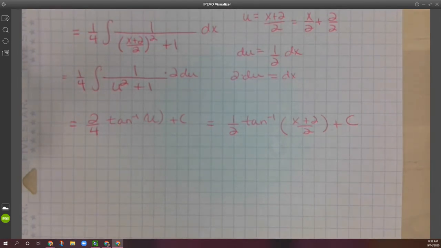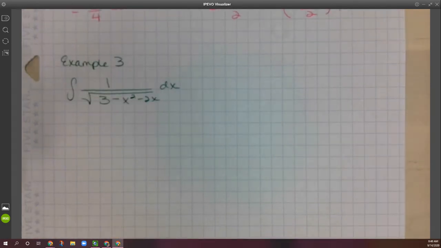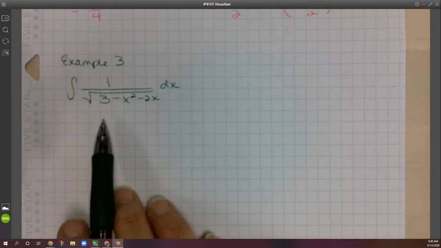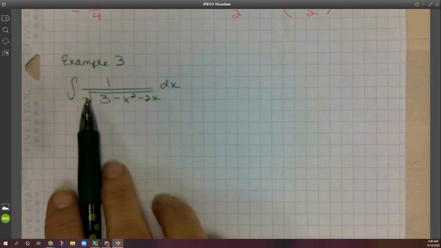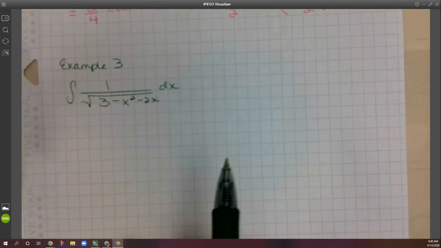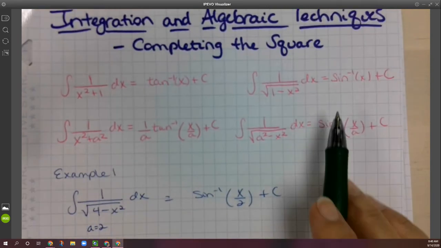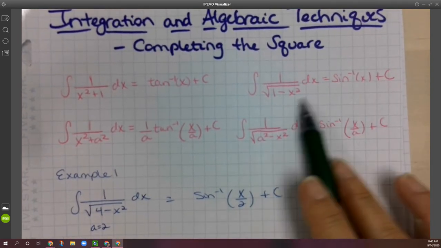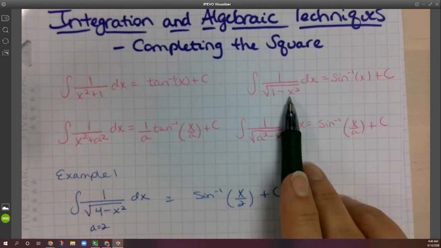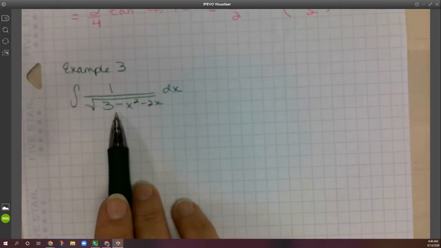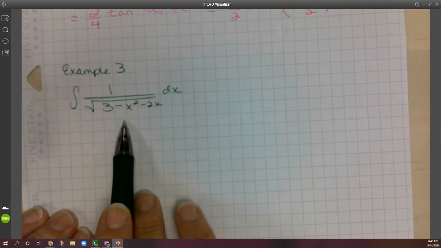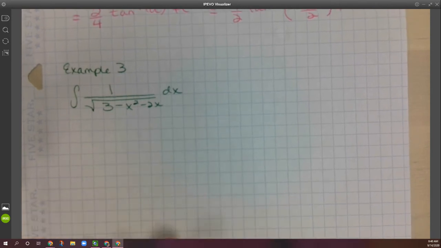Let's look at another example. So in this example, we've got the integral of 1 over the square root of 3 minus x squared minus 2x dx. Again, what we're looking for here is something that looks similar to our inverse sine antiderivative rule, which we should be familiar with. The x squared needs to be negative, and that is certainly the case here. And so this is a candidate for completing the square to see if we can get this in a form that we can integrate.